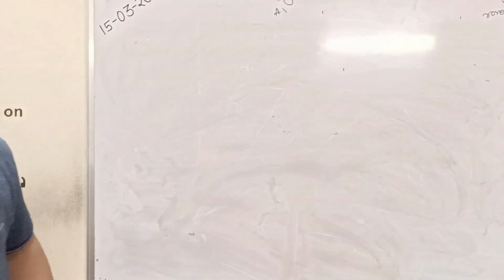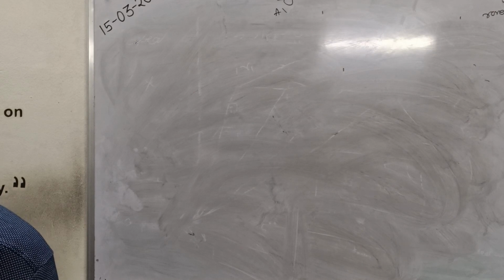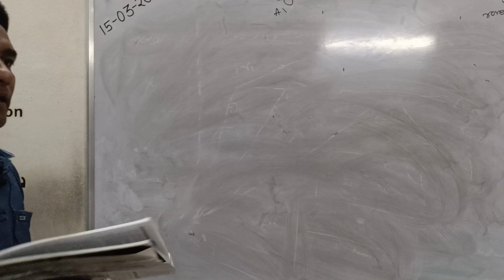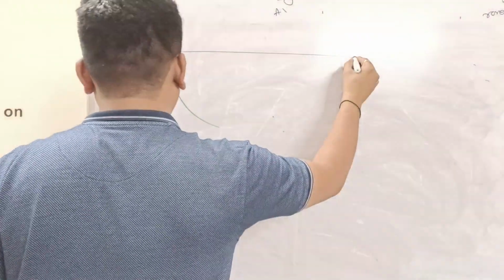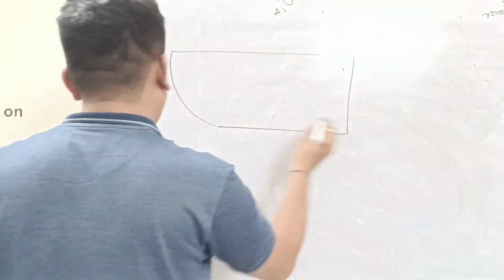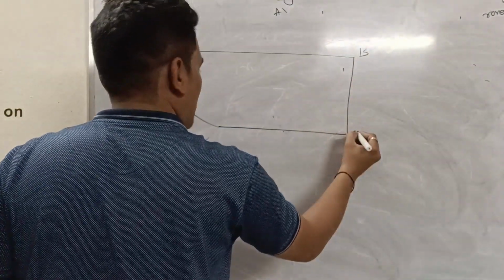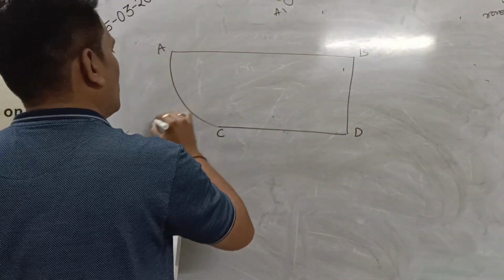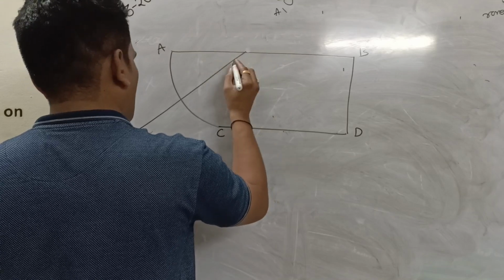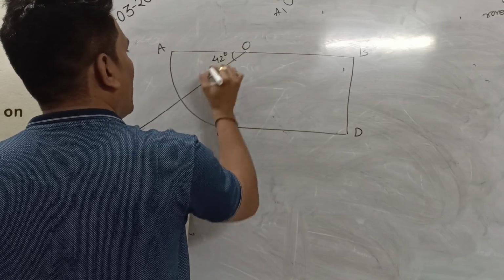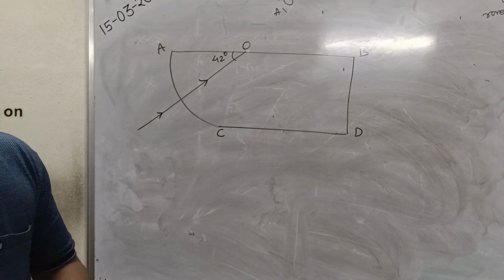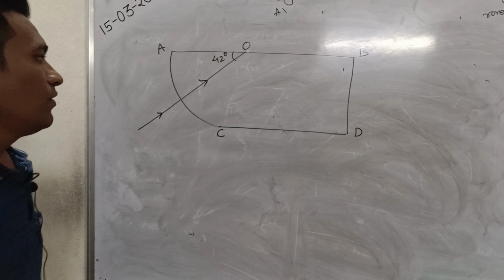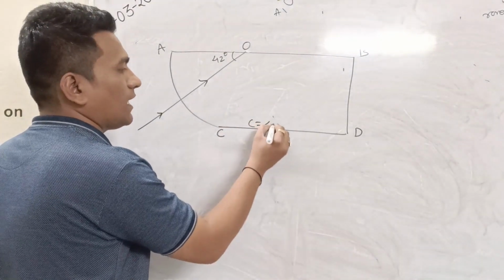We'll go with one question that they normally ask, to complete the ray diagram. Correct? For example, I'll go with this question. This is one of the board questions, right? This is from the book itself, from the exercise. What they have mentioned: critical angle is 42 degrees. What is the critical angle of this glass? Critical angle of this glass is 42 degrees.